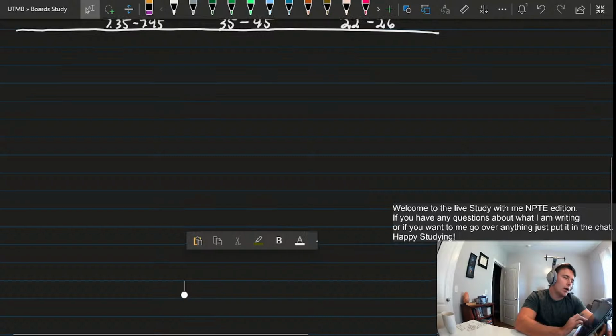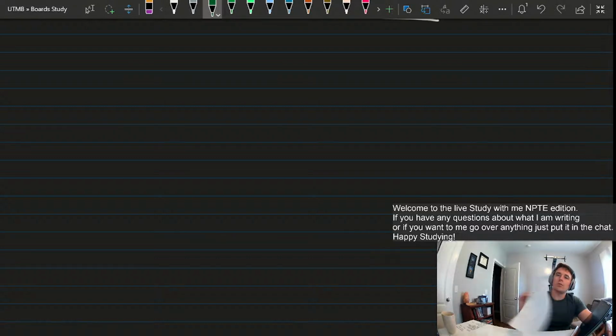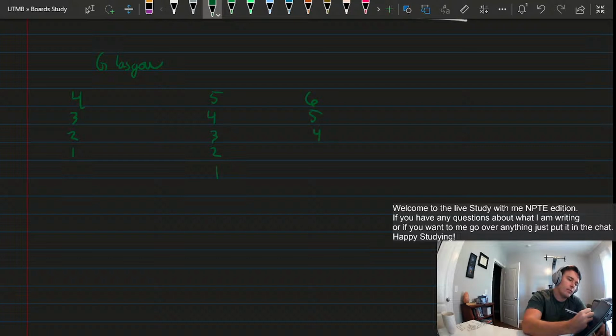So moving on to the Glasgow Coma Scale on my paper. This is exactly what I'm going to write on my paper as soon as I sit down to take the test. Okay, with this, 1 is always none.